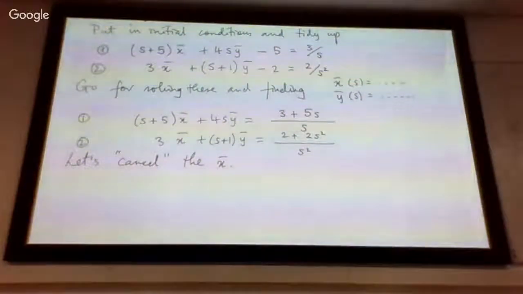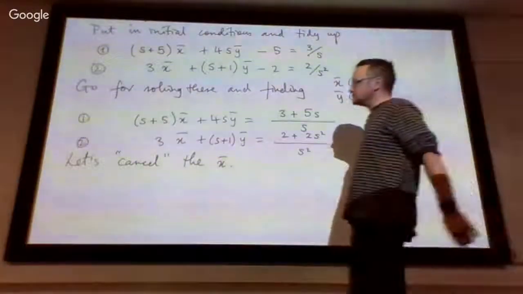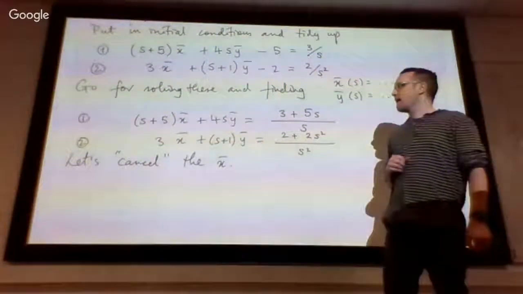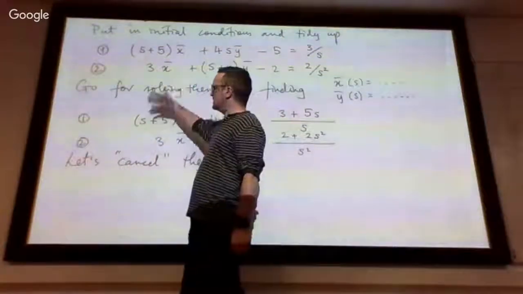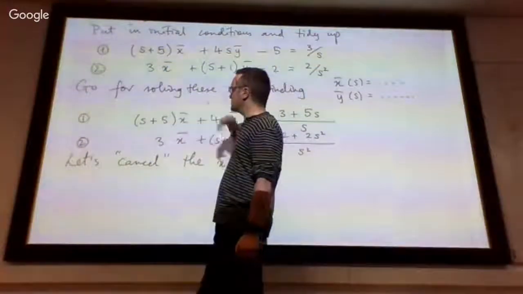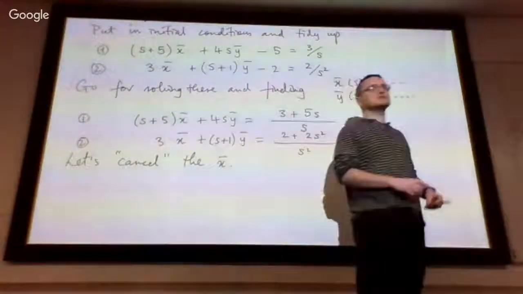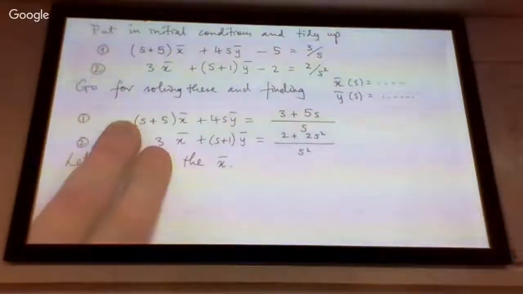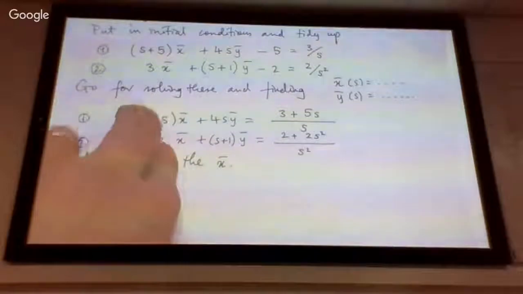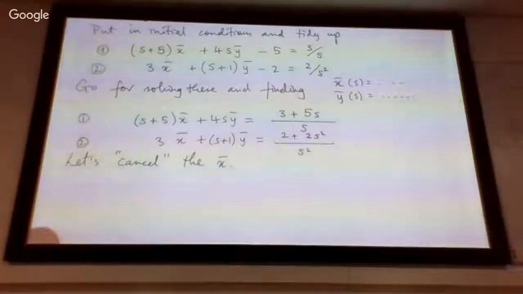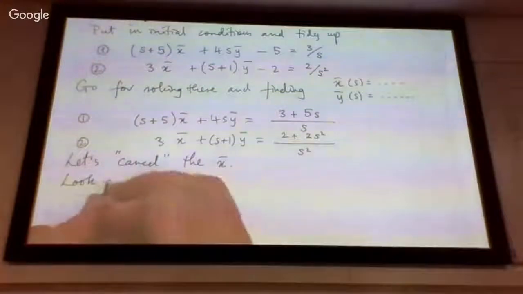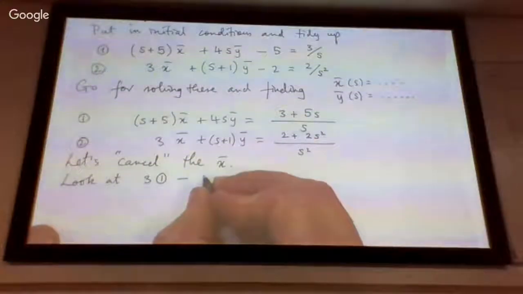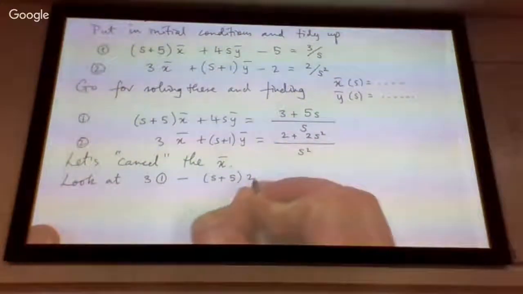So how do you cancel the x bars? Well, you want to take some kind of combination of the two equations, such that when you add the two equations together, the x bars disappear. They've got different coefficients. One is the coefficient s plus 5, the other one is the coefficient 3. You've got to cross multiply in a way. You've got to look at 3 times equation 1 minus s plus 5 times equation 2, don't we?